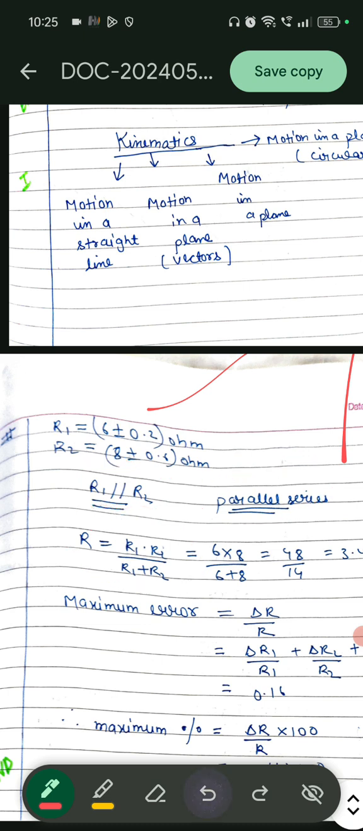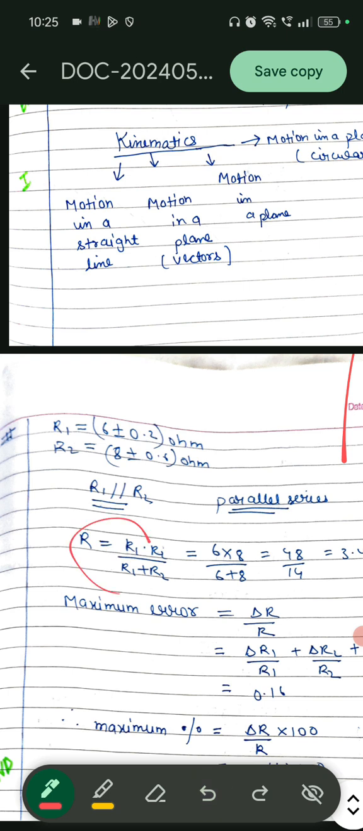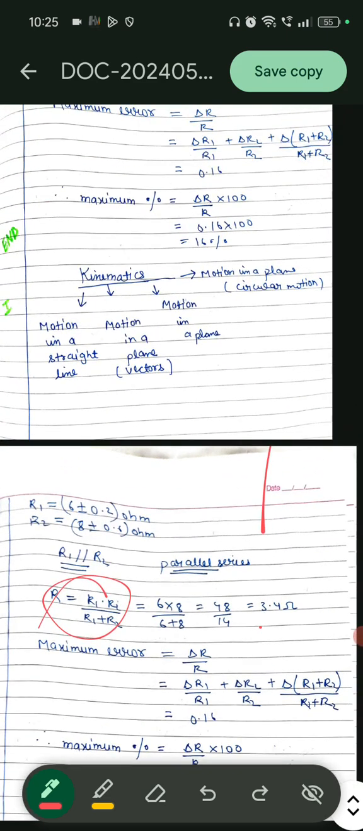How we add the parallel adding? So it is 1 by R equal to 1 by R1 plus 1 by R2. Okay, this is the formula, and this is how we are going to do after solving this problem. And then we have this beautiful answer of a resistance 3.4 R, but we have to find the error.